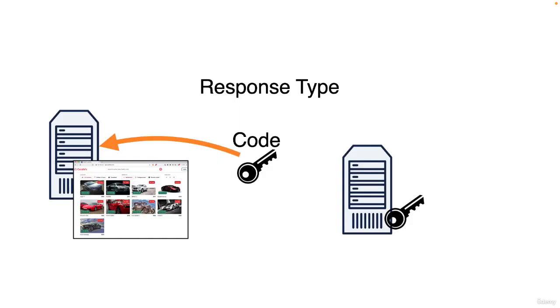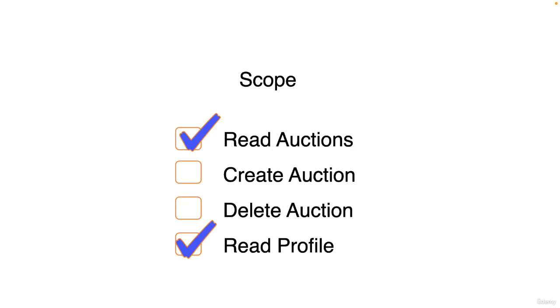We also have a response type. This is the type of information the client is expecting to receive. The most common response type is code, where the client expects to receive an authorization code from the authorization server. We also have something called a scope. These are the granular permissions the client wants, such as access to data, so it can perform actions.